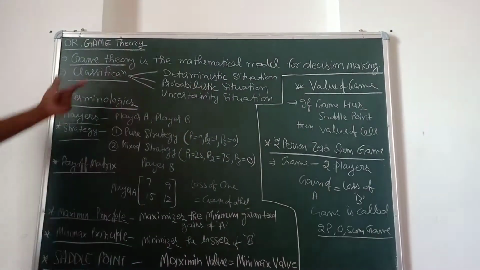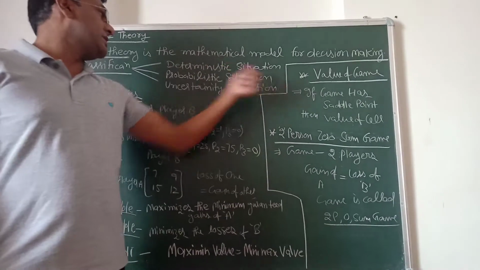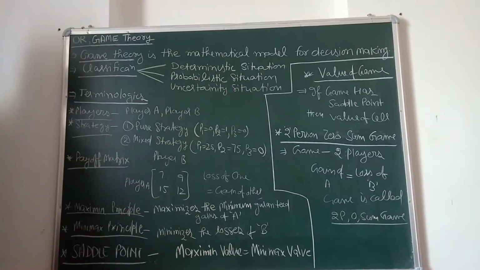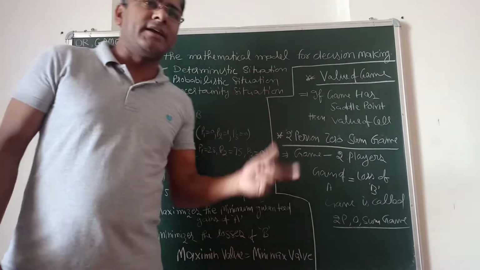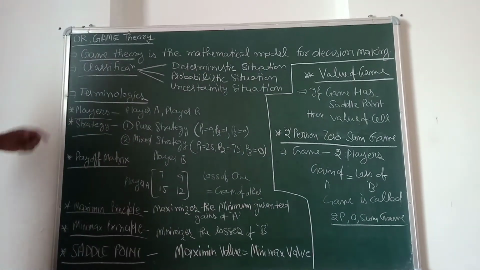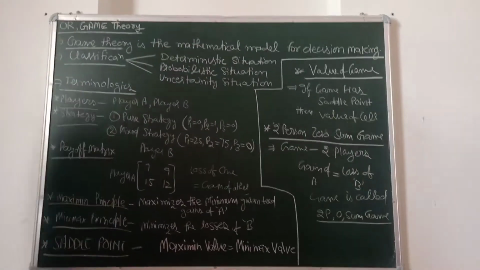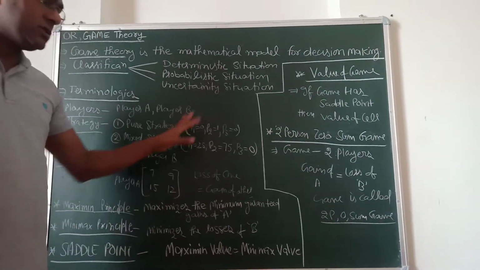Okay, it is classified as deterministic situation, probabilistic situation and uncertainty situation. So when we are not able to make a correct decision, we always try to minimize our loss or to maximize our profit. So the basic terminology before going to start the numericals on this topic, we must be aware of the different terminologies used in the numericals.